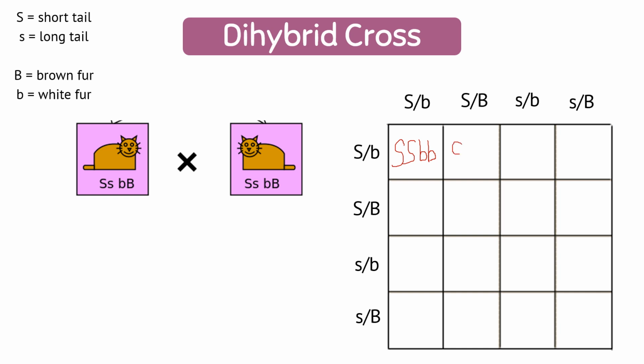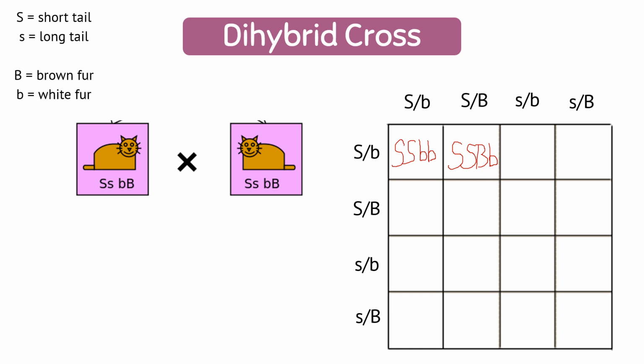So we go capital S, capital S, capital B, and then lowercase b. Now, you wouldn't be wrong if you wrote the lowercase b first. However, the capital or the dominant allele is usually written first. So that's how I want you to do it. But you wouldn't be wrong if you wrote that lowercase allele first, because that combination would still be the same.